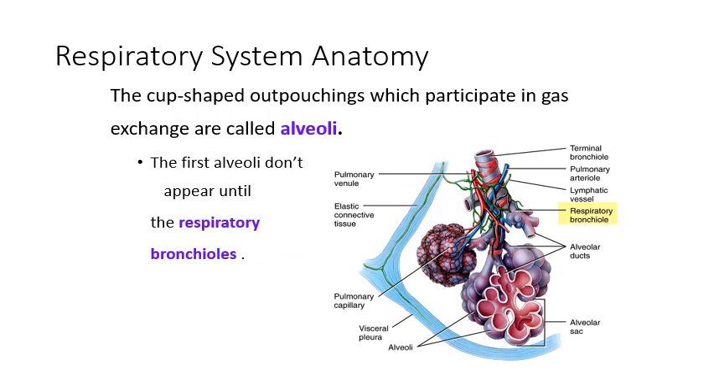All right, so here's what the end of these bronchioles look like. Here's our terminal bronchiole up here at the top. The terminal bronchiole then branches one more time, and we get this respiratory bronchiole. And then the respiratory bronchiole ends in an alveolar sac. An alveolar sac here is just a cluster of alveoli, and this is where the actual gas exchange takes place.